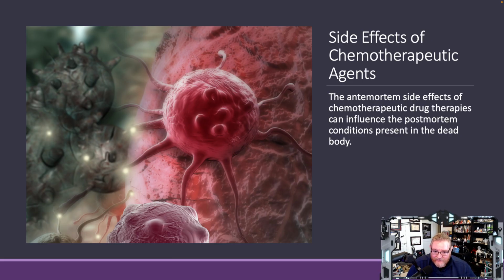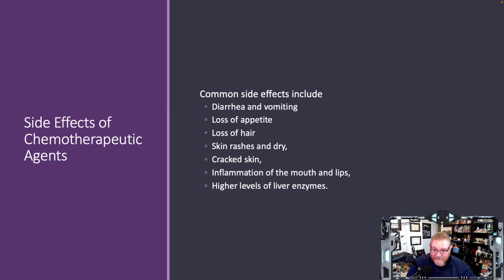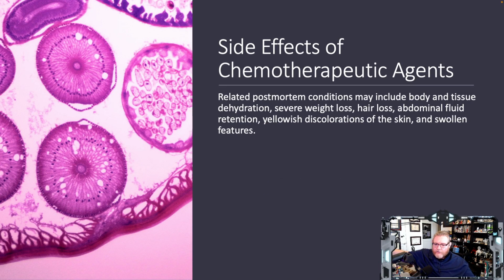The side effects of chemotherapeutic agents. The antemortem side effects of chemotherapeutic drug therapies can influence the postmortem conditions present in the dead body. Common side effects include diarrhea and vomiting, loss of appetite, loss of hair, again, alopecia, skin rashes and dry, cracked skin, inflammation of the mouth and lips, and higher levels of liver enzymes. Related postmortem conditions may include body and tissue dehydration, severe weight loss, hair loss, abdominal fluid retention, yellowish discoloration of the skin, and swollen features.